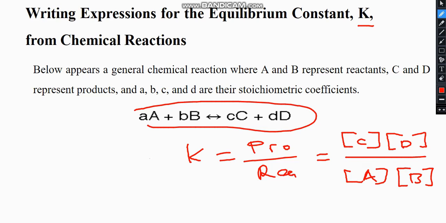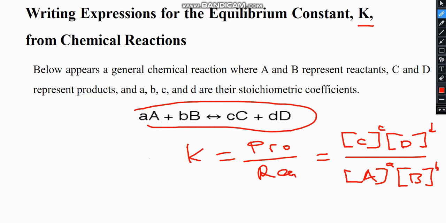One point that we need to know is, how do we treat the stoichiometric coefficients? Well, the stoichiometric coefficients are expressed as exponents or powers to each reactant or product. So for capital letter C, it simply means small letter c becomes its power. For D, small letter d becomes its power. For A, small letter a becomes its power. And for B, small letter b becomes its power.